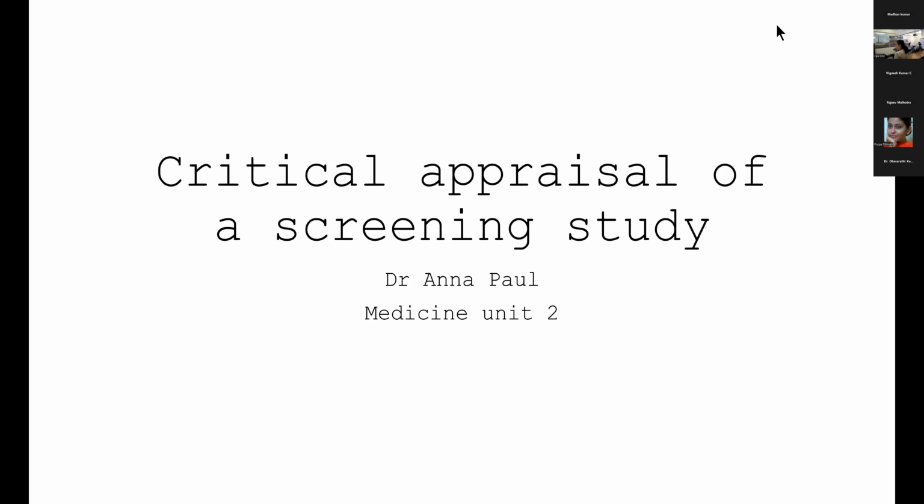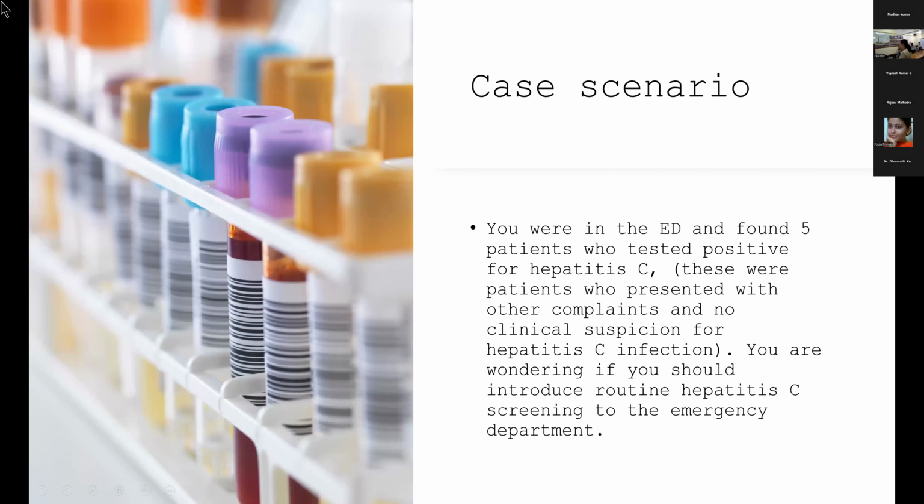So today we'll be talking about critical appraisal of a screening study. This is a case scenario. You had your ED posting, and you found 5 patients who tested positive for hepatitis C. Just incidentally, they had come with some other symptoms, and 5 patients ended up being hepatitis C positive. So you were wondering if you should introduce routine hepatitis C screening to the emergency department.